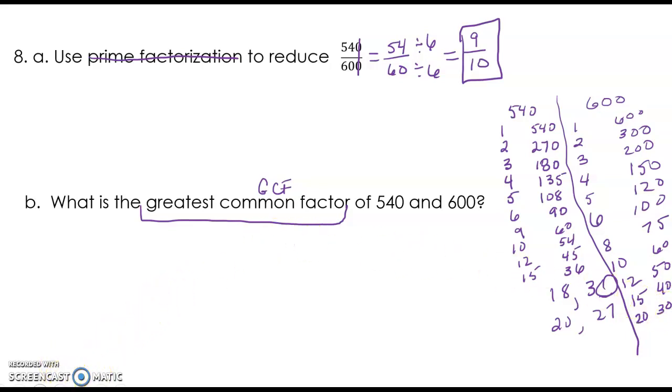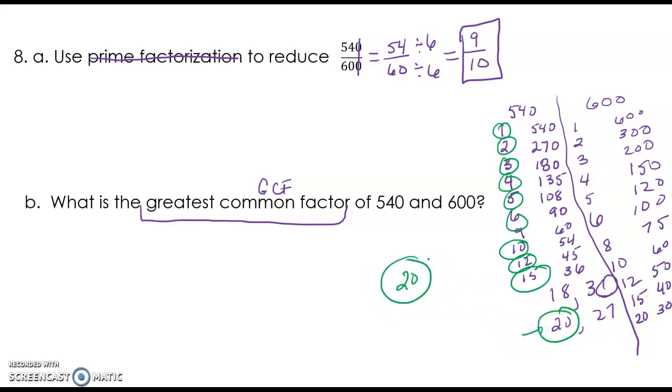Let me find a different color so that I can circle all of the ones that are the same. So 1, 2, 3, same. 4, 5, 6, same. There is no 9, 10, 12, 15, same, and then 20. So it looks like 20 is going to be the GCF.